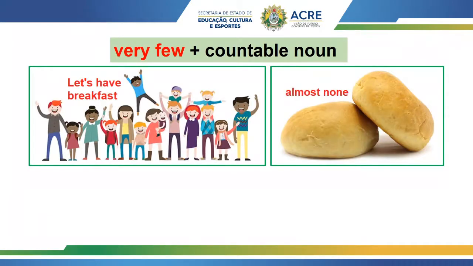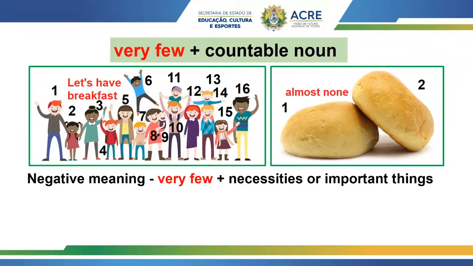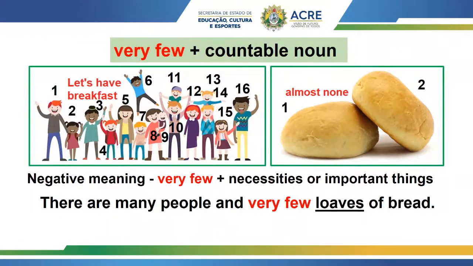In the first picture, we have, let me see, let's count. We have 12, 13, 16 people. In the second picture, we have 2 loaves of bread. Negative meaning, very few plus necessities or important things. So here, the sentence has a negative meaning. Why? Because, pay attention, there are many people and very few loaves of bread, okay? Very few plus countable noun.